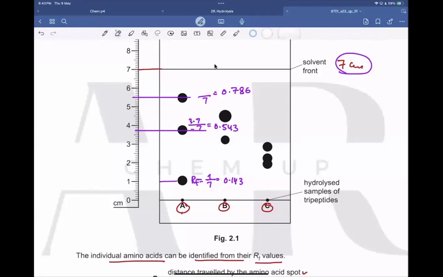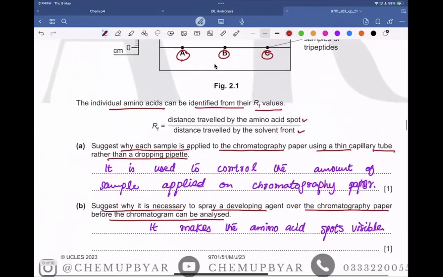Yeah, sorry. Thank you, Abdullah. It's 5.5, not 6.5. See, I made a mistake over here, it's not 6.5, it's 5.5. So 0.786, you can check it as well. 0.786, 0.543, 0.143, right?